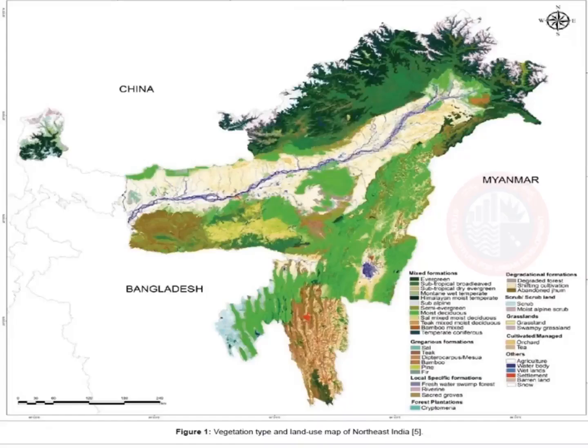From this slide, it is observed that the vegetation type and land use map of northeastern states is shown with different classifications and different legends.